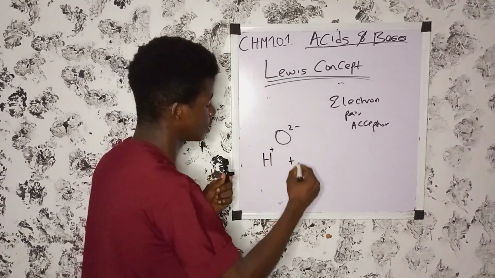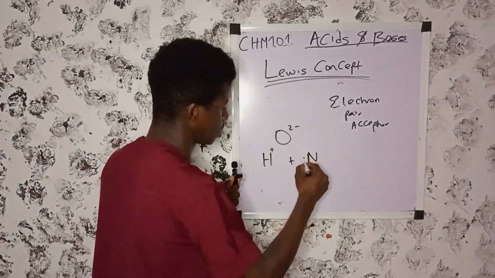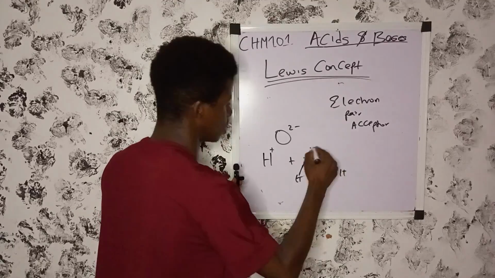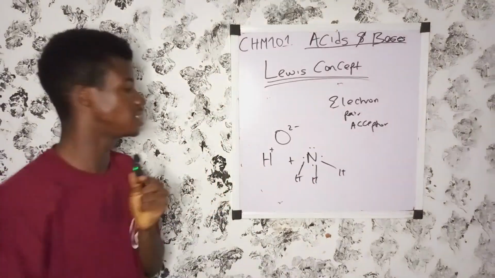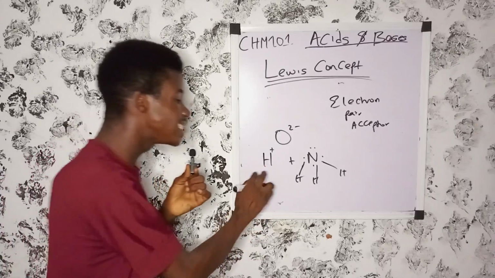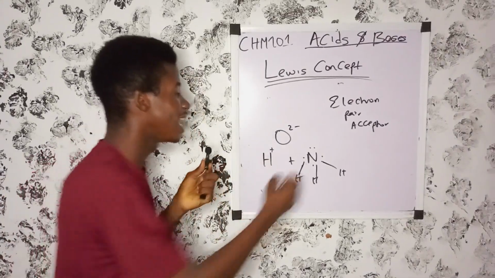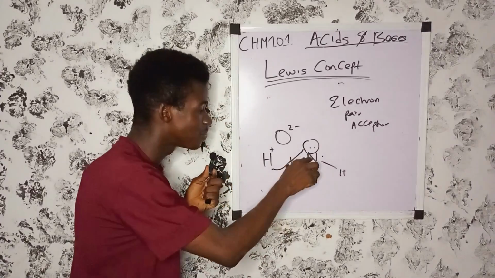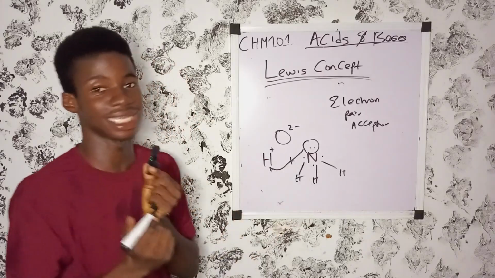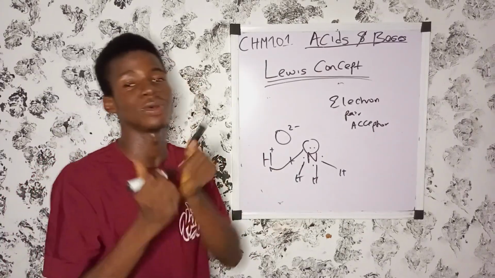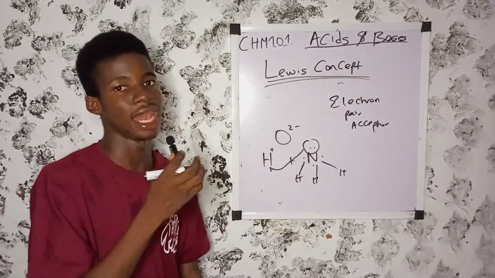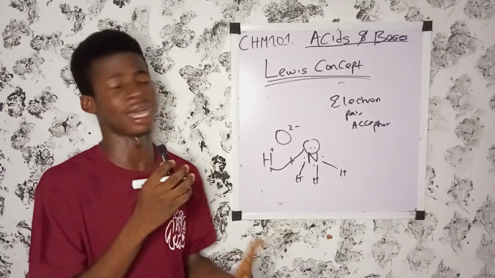Even a proton reacting with ammonia. Now, proton reacting with ammonia: is the proton a Lewis acid or a Lewis base? It is a Lewis acid, because it accepts a pair of electrons from ammonia. In this process, ammonia is the Lewis base and the proton is the Lewis acid. So a Lewis acid accepts a pair of electrons, while a Lewis base donates a pair of electrons. Okay, so that is it about acids and bases.